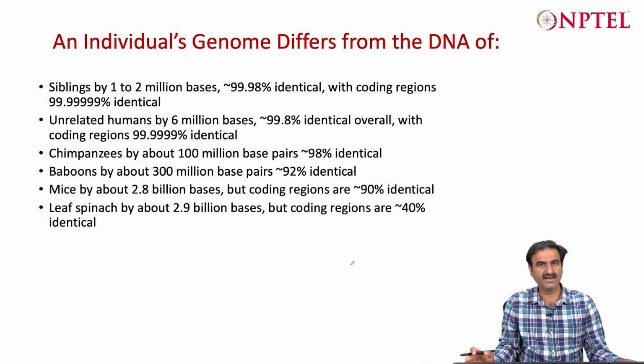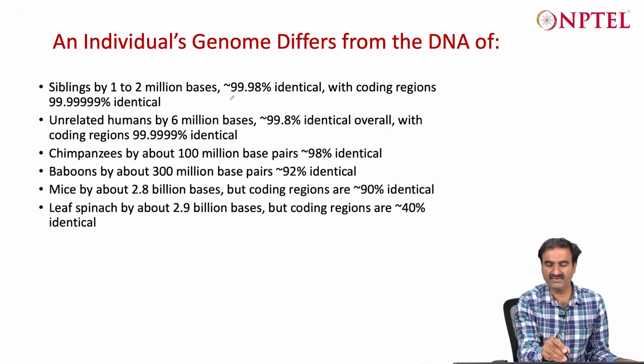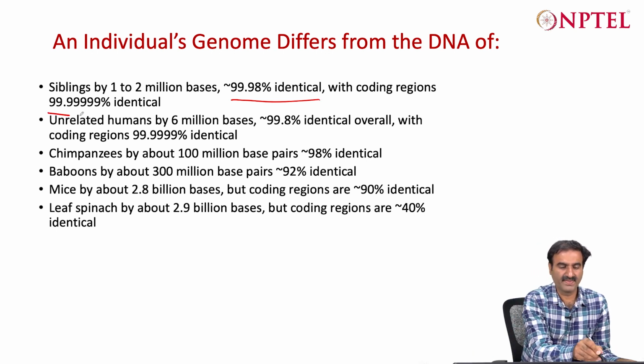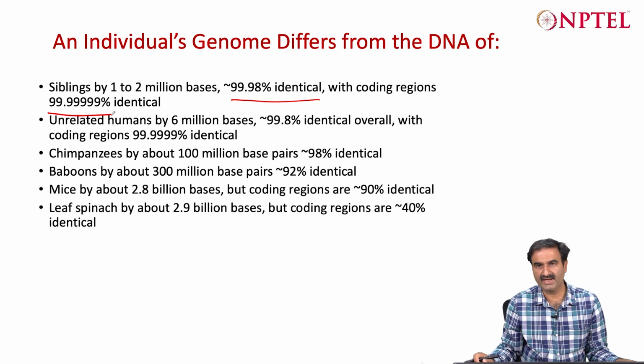And finally, it is important to understand that there is variability in DNA in all of us. Even in a brother and sister, the DNA is 99.8% identical, and in the coding region, that is 2% of the genome, it is 99.999% identical. So not exactly identical.